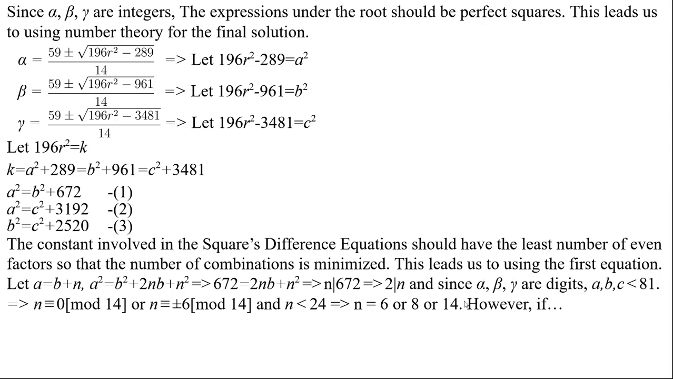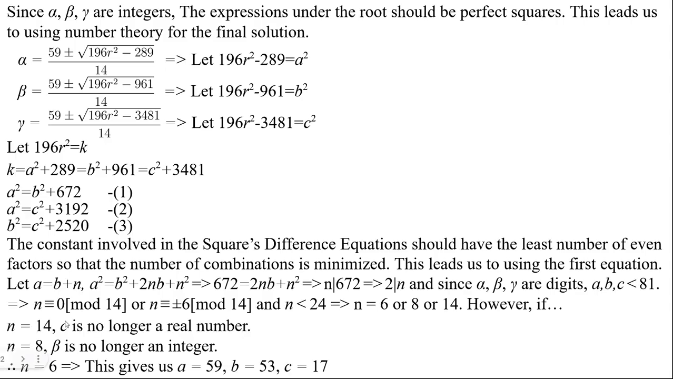However, there are some limitations for these two. If n is 14, c is no longer a real number. Come on, put n is 14 in any of these equations. You will get k as 1250, and 1250 minus 3481 is a negative number, and we can't let that be a square of a natural number.